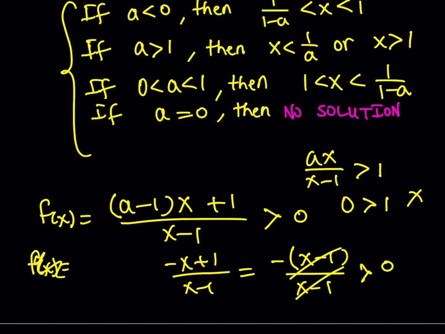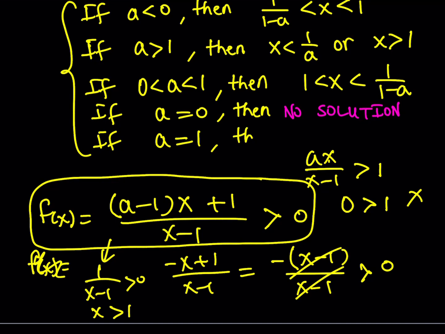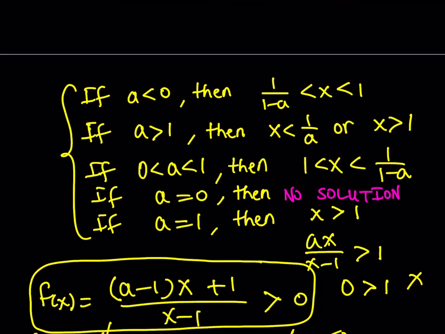Okay? What about the a equals 1 value? Let's check it out. Well, you can again replace a with 1. If you do it here, it's going to be a little easier because 1 minus 1 is going to be 0. So if a is equal to 1, you're going to get 1 over x minus 1 is greater than 0. And this is only true if x is greater than 1. So if a is equal to 1, then our solution set is x is greater than 1.